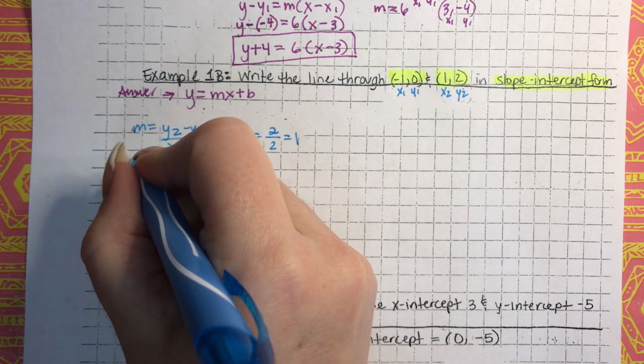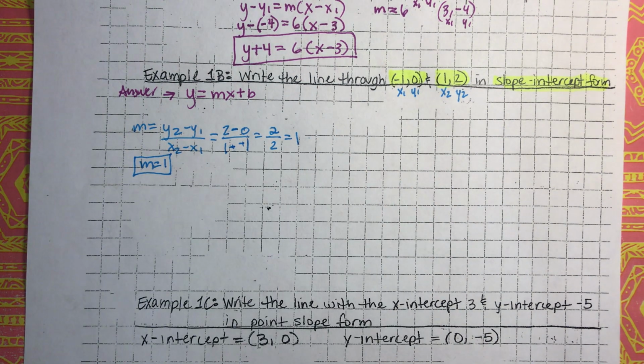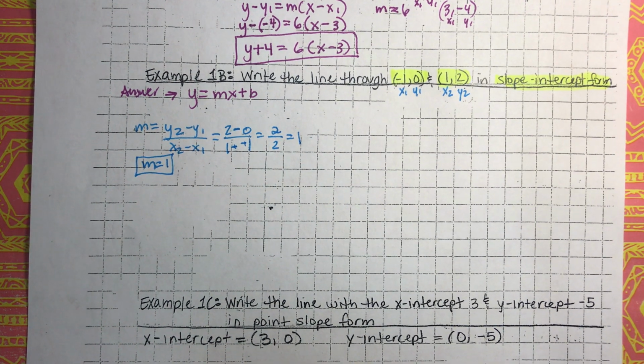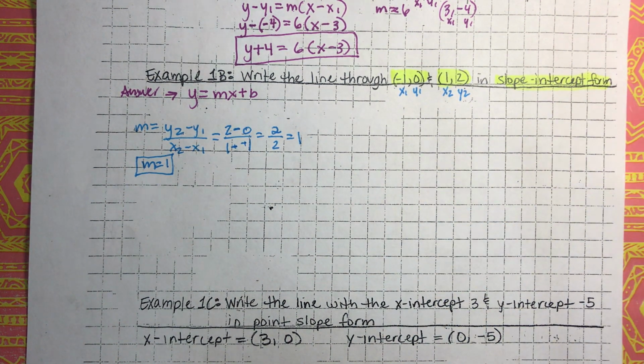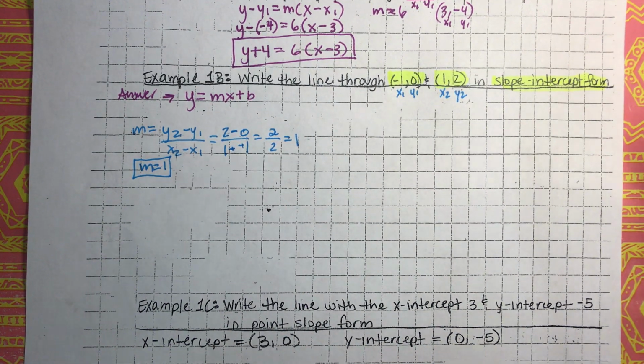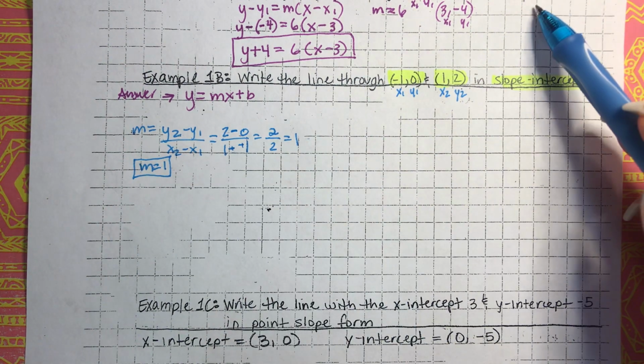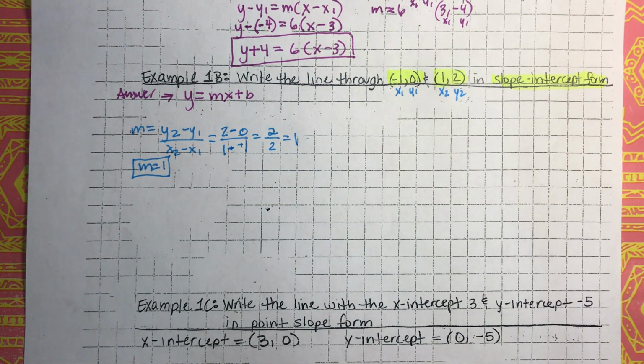Perfect. So now we know our slope, but we don't know our y-intercept. Okay, so we can solve this one of 2 ways. One way we can do it is like we did in the warm-up, and another way we can do it is by taking a point and the slope and putting it in point slope form and then converting it into slope intercept form. So let's go ahead and try to use that way first, okay?